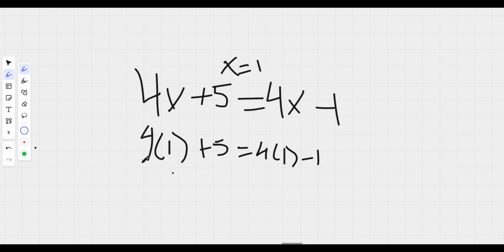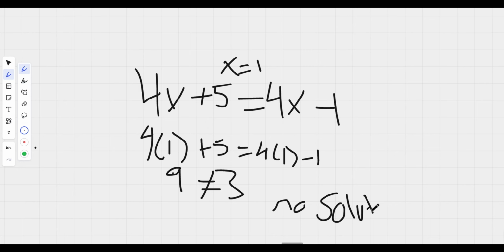This is going to be 4 plus 5, which is going to be 9, and 4 minus 1, which is going to be 3. And we can see that this is not true. 9 does not equal 3. And again, no matter what number you put into x, it will never be true, making this have no solutions. And that's something to be aware of when you solve linear equations.